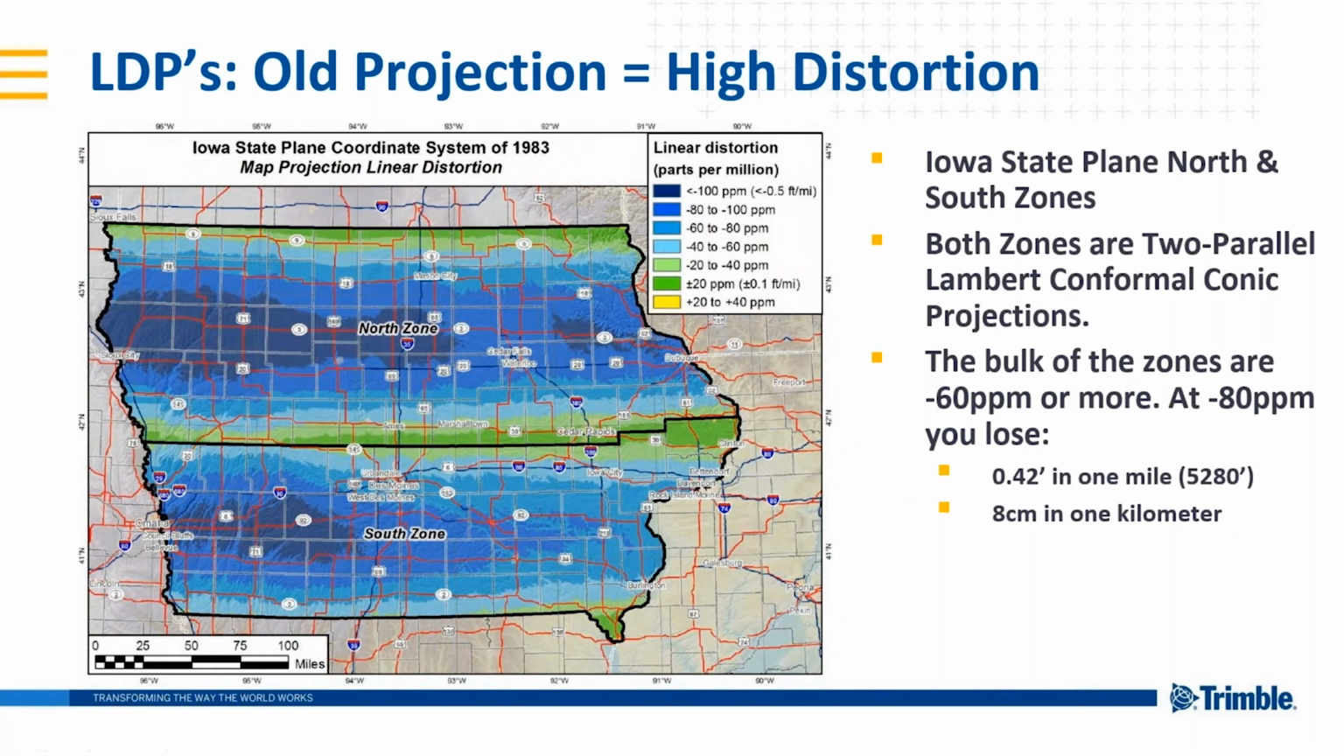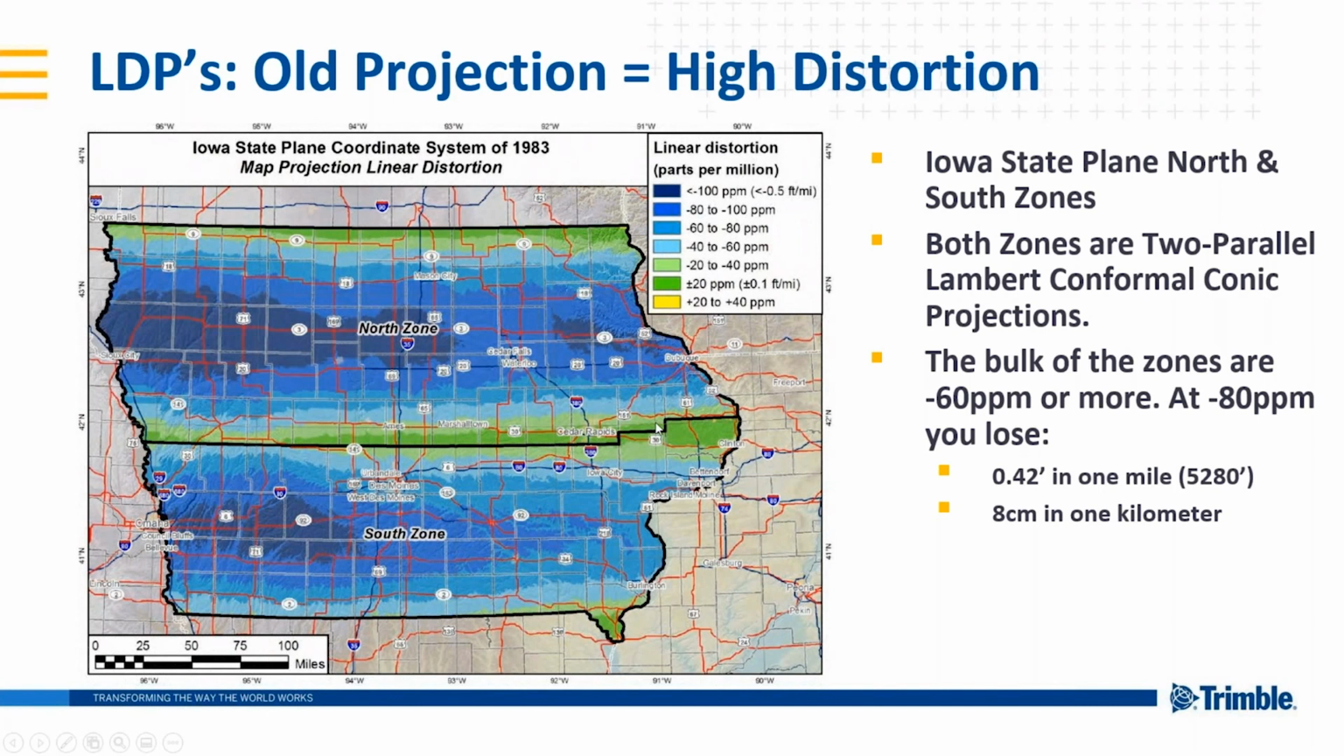So another example would be Iowa. This is their old State Plane Coordinate System of 1983. And on this map, can everybody see my cursor here? Yes, we can. Okay. So in this map, you can see that the bulk of the two zones that cover Iowa are very high distortion. The dark blue is right here in the middle, and the lighter blue is at 80 to 100 parts per million, here in this outer band. So I would say the bulk of these zones are 60 parts per million or more. And I figured 80 was actually a good average for this map because it just gets rid of these little bands here.